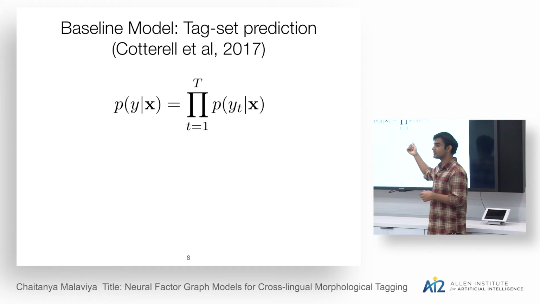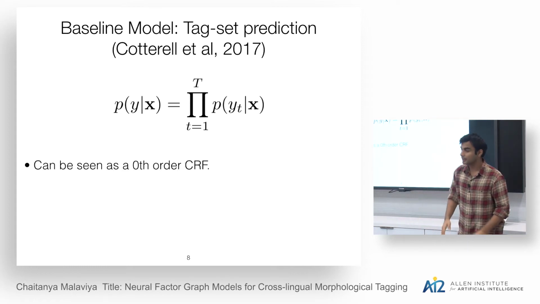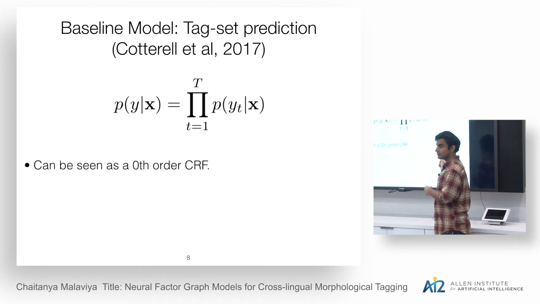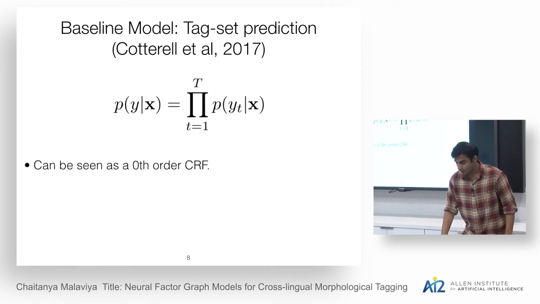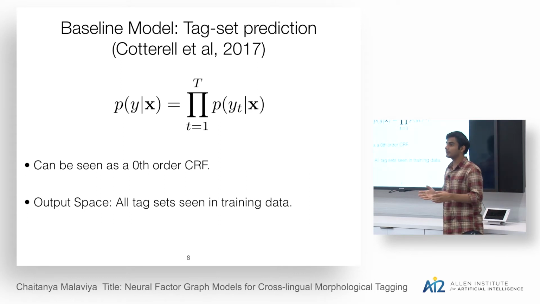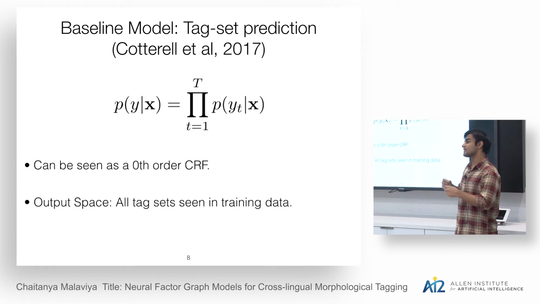The model factorization looks like this. The conditional probability of the sequence of tag sets given the input string can be modeled as generating a tag set independently at each time step. So this essentially is like a 0th order CRF, because there are no dependencies between the tag sets that are generated at each time step. Like I said, the output space is all the tag sets that are seen in the training data. So we're not predicting tags individually, but a set of tags like case, gender, and so on all together. So there is no explicit representation of these individual morphological properties in the baseline model.